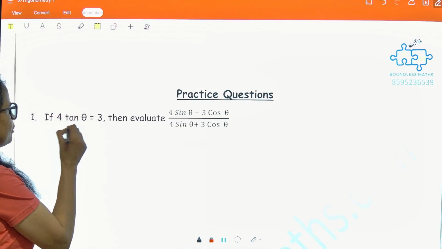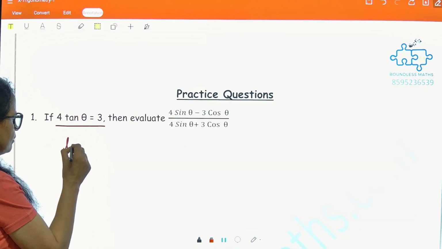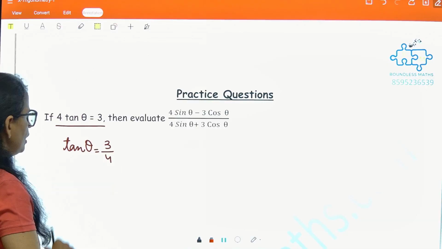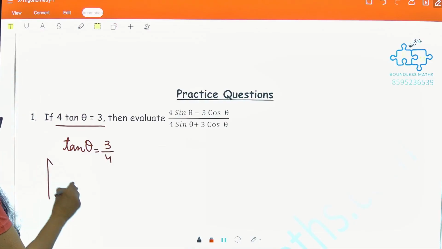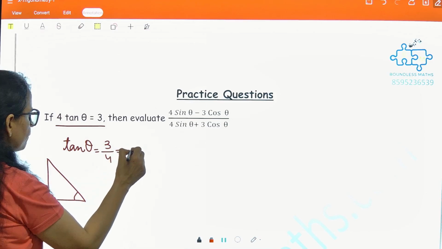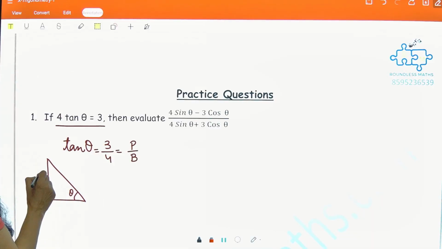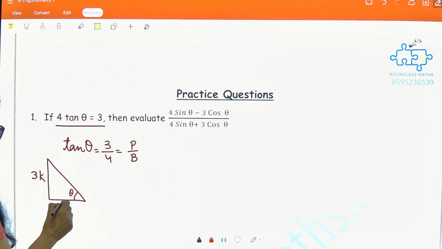So what is given to you is 4 tan theta equals 3. That means tan theta equals 3 by 4. Now in a right angle triangle, if you are given the value of tan theta, tan theta is perpendicular upon base. So if this is theta, this is 3k and this is 4k. Why I have written k here? Because these are ratios, not the actual lengths.